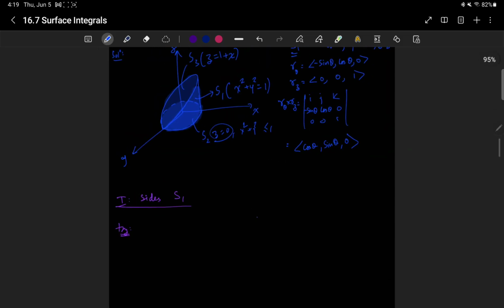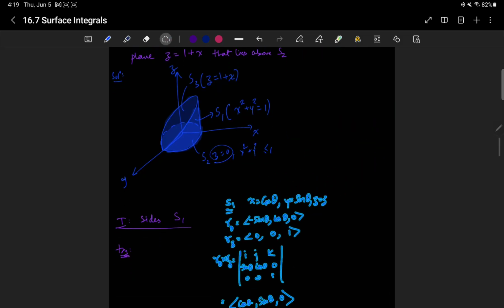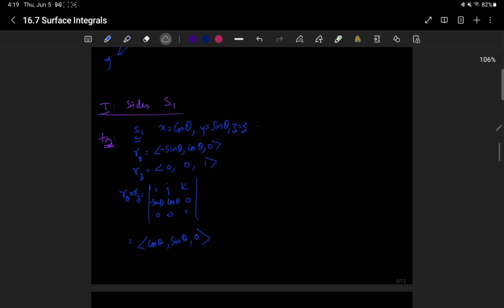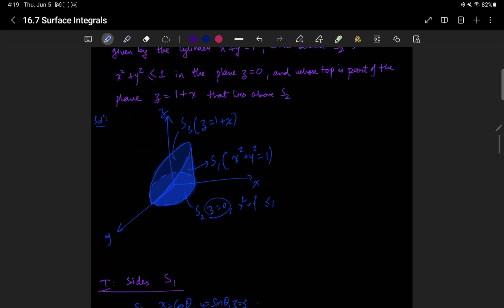Let me move this down here. So what is the magnitude of r theta cross rz? It is the square root of cosine squared theta plus sine squared theta. Same old story, it becomes equal to 1. So the surface integral of z dS over S1 is the double integral of z times 1 times dz d theta. Well, what happens to z? Look at where z goes.